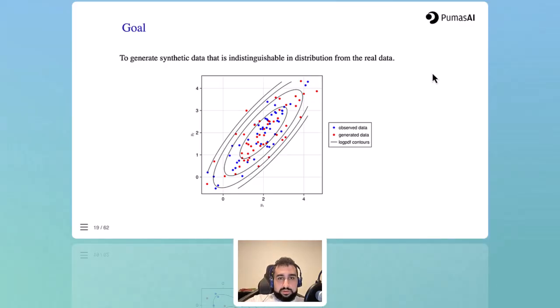So the goal of generative models in general is to try and generate synthetic data that is indistinguishable in distribution from the real data. What that means is, for example, if we have some normal distribution, let's say these lines here are the contours of the log PDF, or log probability density function, of a normal distribution. The normal distribution would be centered around the middle here, and you'd have less and less values as you go away from the center. All the values on one of these contours have the same log probability density, so they should all be equally probable, essentially.